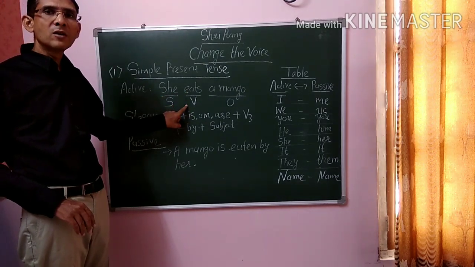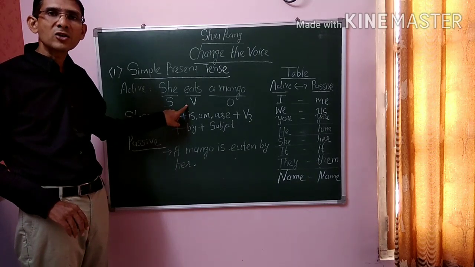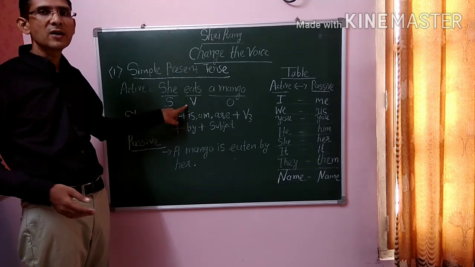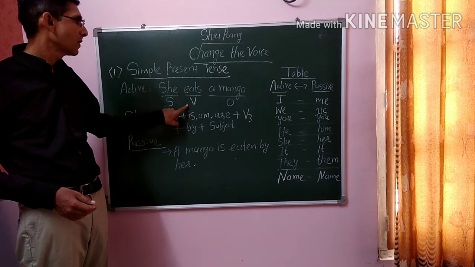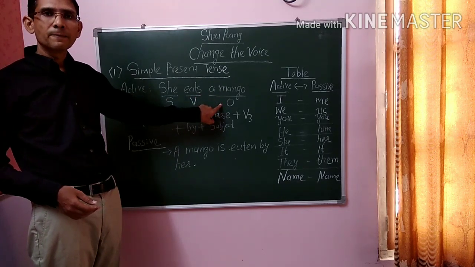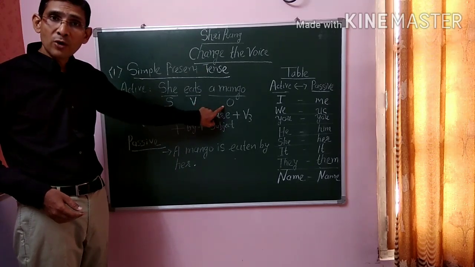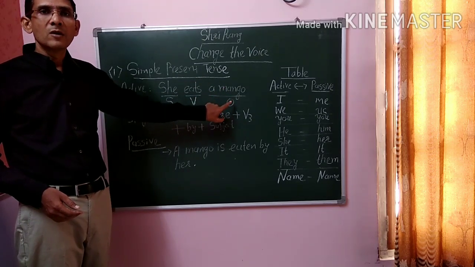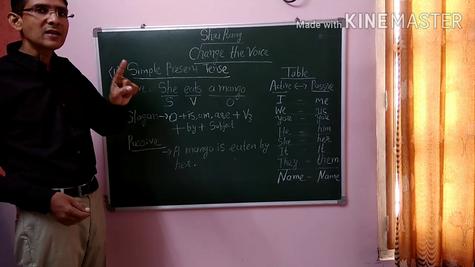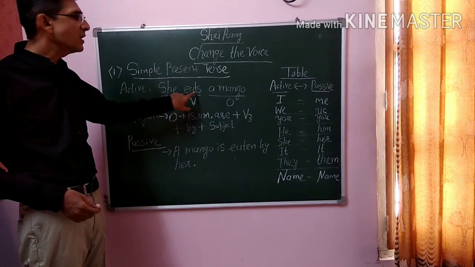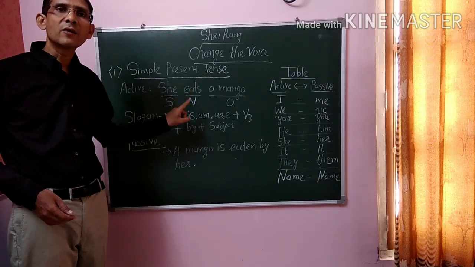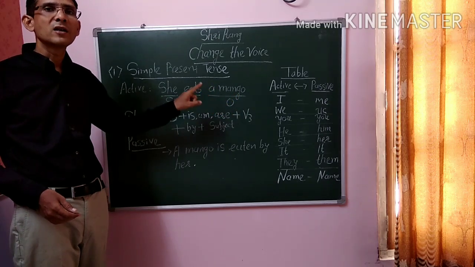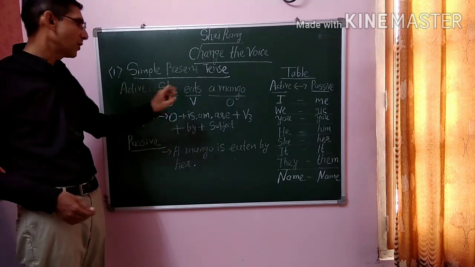Eats is the verb. The word which shows the action is the verb. Eat, drink, play, all these words are showing action. So this is the verb. A mango is the object. A noun or a pronoun which is governed by the verb is an object. In the simplest way, we ask the question: she eats by what? She eats a mango. By asking the question "by what", we can easily find out the object. We have to ask the question to the verb, by what.